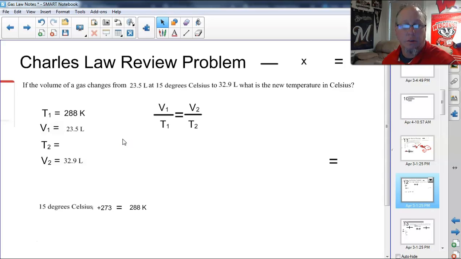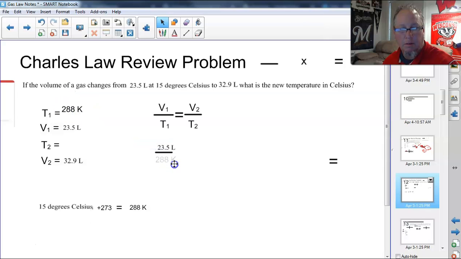So same thing, I'm going to go through and plug in my numbers. 23.5 over, might as well leave that there so people can see it. Well, the temperature is 288. Let's clone that.